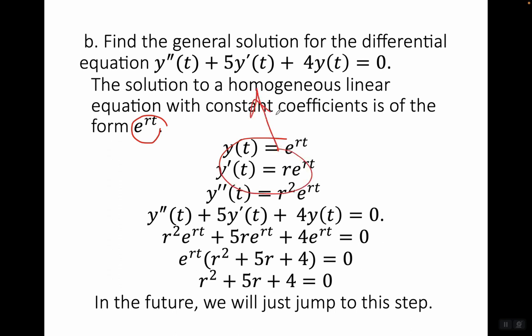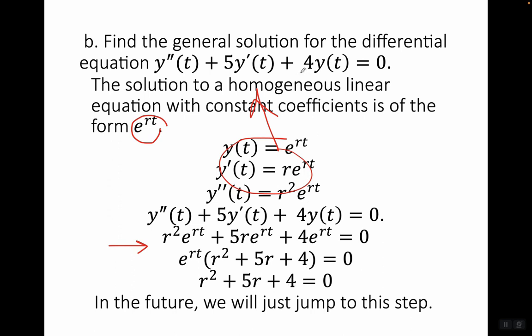And when we do that, we plug it into the equation y double prime plus 5y prime plus 4y equals 0. And we get this equation, r squared e to the r t plus 5r e to the r t plus 4 e to the r t equals 0. Notice that we can factor out an e to the r t, and we get e to the r t times r squared plus 5r plus 4 equals 0. Now, the only way that this can be 0 is if one of these factors is 0. Well, e to the r t can never be 0. So that means that r squared plus 5r plus 4 equals 0.